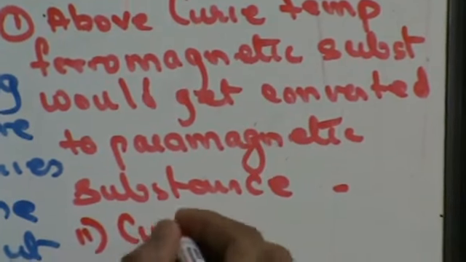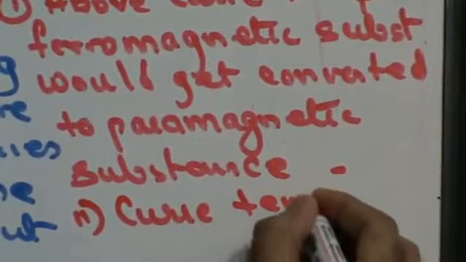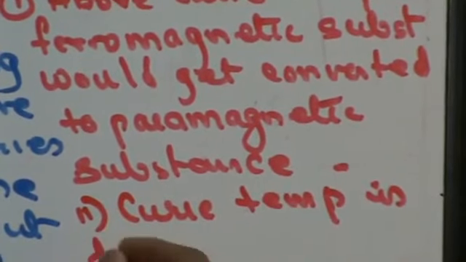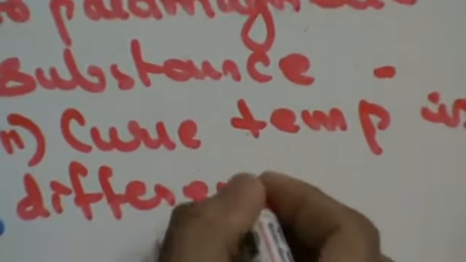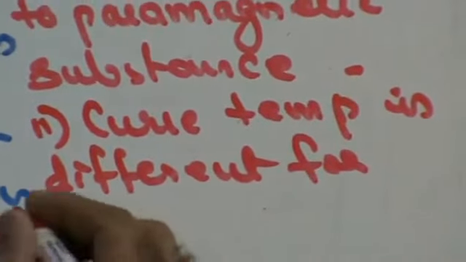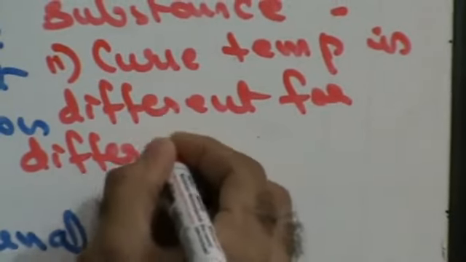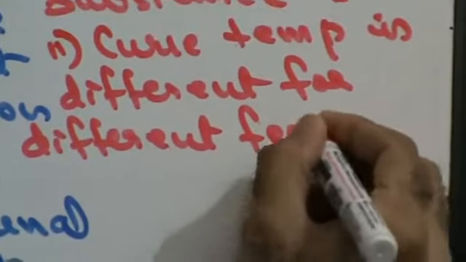Point number 2, Curie temperature is different for different ferromagnetic substances.